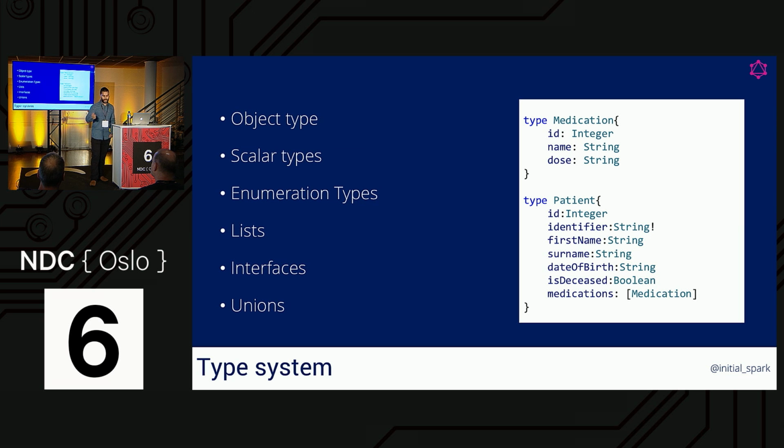And also, types support this concept of interfaces. So interfaces are just like what you'd use in C# or Java. They allow you to share common fields between types. And unions are kind of like interfaces, but they don't share any common functionality in terms of fields.